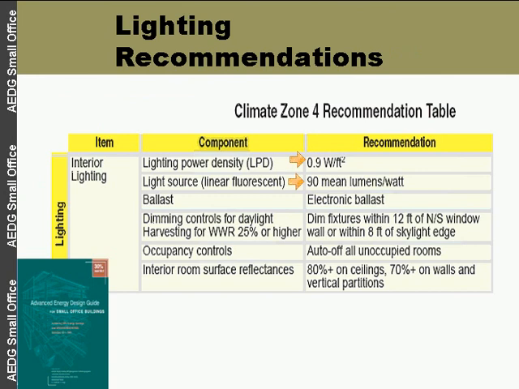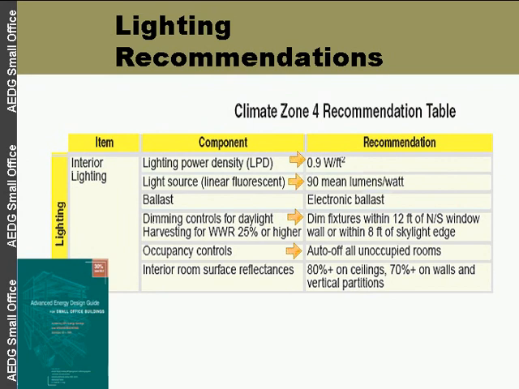There we see the recommendation for the dimming controls on the north and south walls and within 8 feet of a skylight edge. There's no requirement that you actually install skylights, but if you were to install skylights, we want you to control the light fixtures that are around that skylight. We want to see occupancy sensors in unoccupied rooms, so your storage rooms and restrooms, those types of spaces.